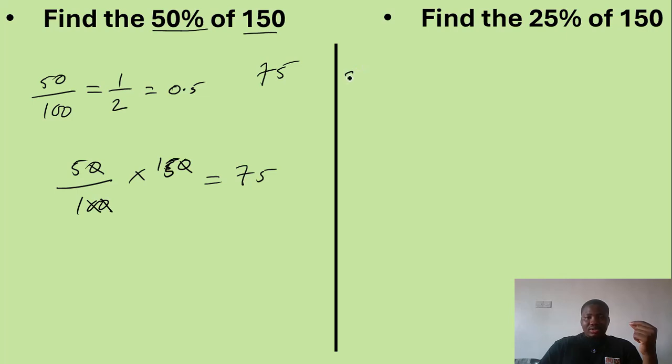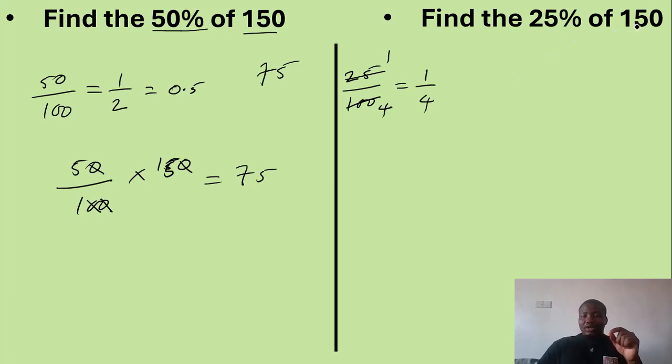So when you have 25%, 25% is 25 over 100. That 25 over 100 is same as 1 over 4. Because when you divide 25 by 25, you have 1. If you divide 100 by 25, you have 4. Because 25 times 1 is 25, times 2 is 50, times 3 is 75, times 4 is 100. So you have 1 over 4.